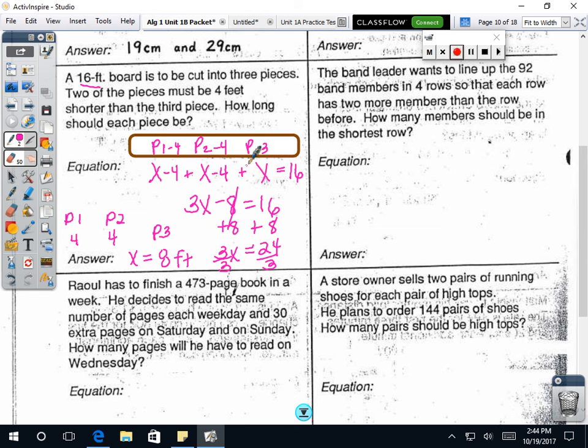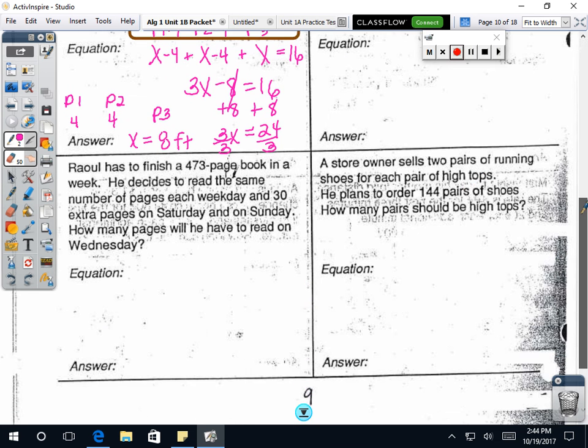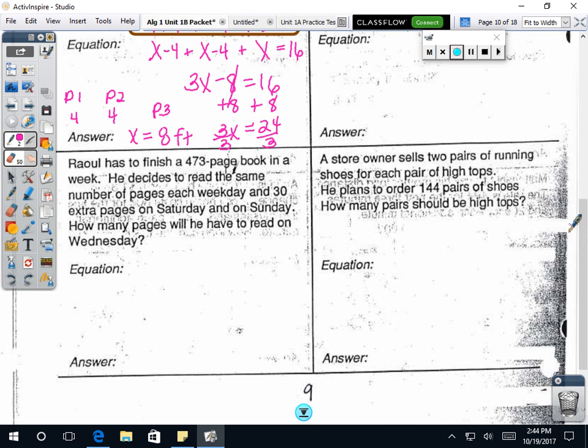Has everybody copied this? All right. Raul has to finish a 473-page book in a week. He decides to read the same number of pages each weekday and 30 extra pages on Saturday and on Sunday. How many pages will he have to read on Wednesday?